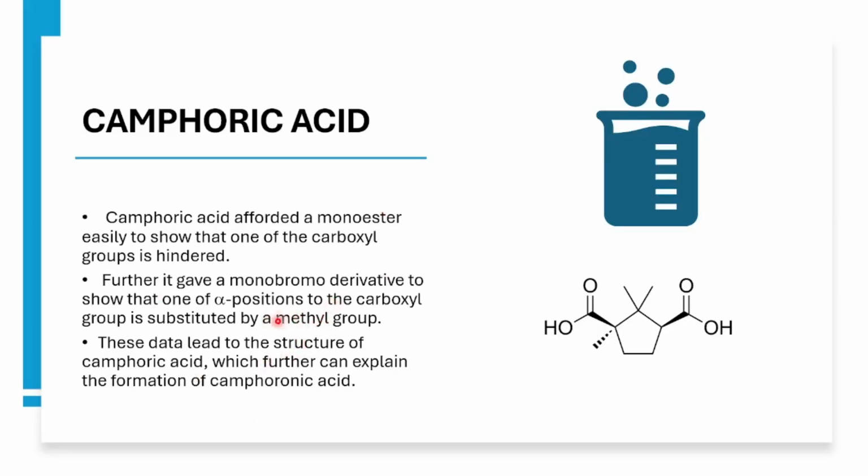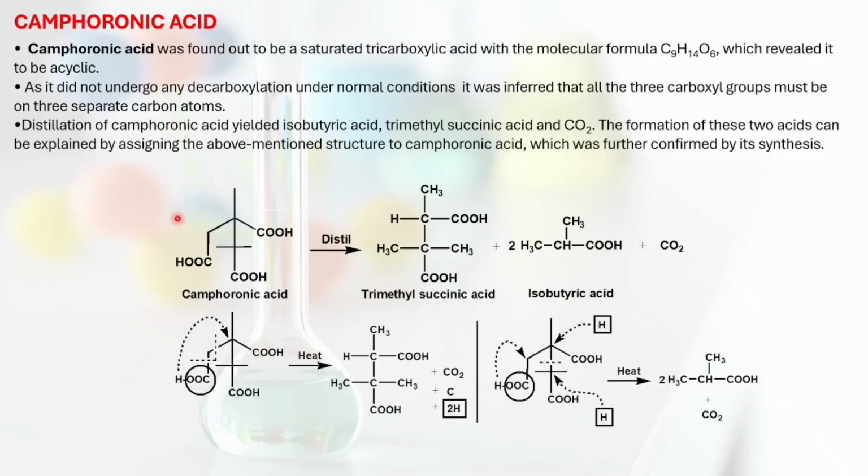Camphoric acid afforded a monoester easily, to show that one of the carboxyl groups is hindered. Further, it gave a monobromo derivative to show that one of the alpha positions to the carbonyl group is substituted by a methyl group. These data lead to the structure of camphoric acid, which further can explain the formation of camphoronic acid. Here is camphoronic acid.